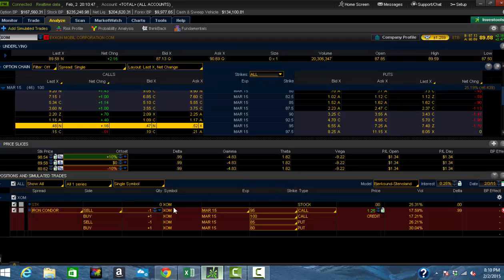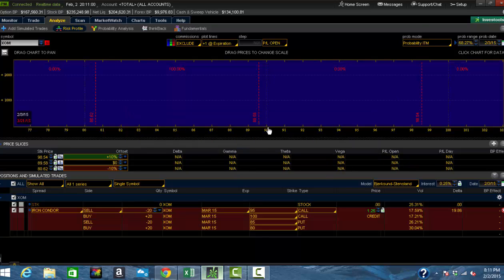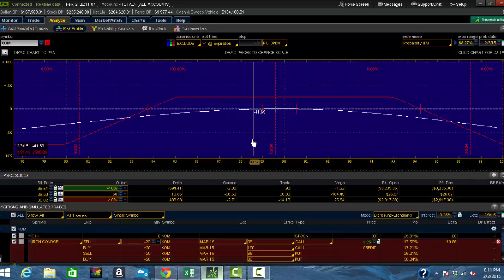Do this for, let's do a lot of contracts so that the numbers get bigger and you'll see it better. Let's do like 20 contracts. Okay, this would be a big boy trade. Now, if we look at the risk profile, let's reset this so we can see everything. The classic at expiration risk profile just shows us where our break-evens are for the stock price, okay?